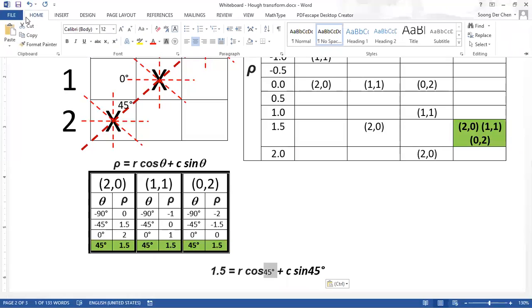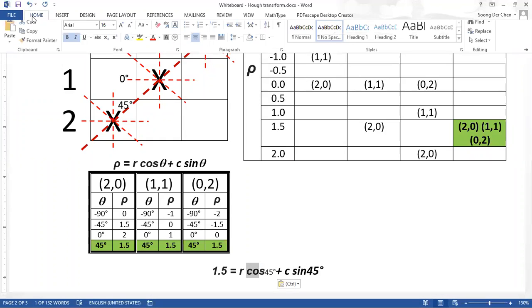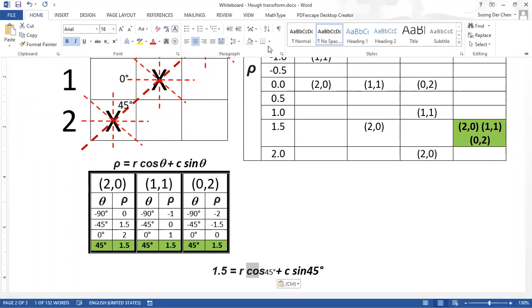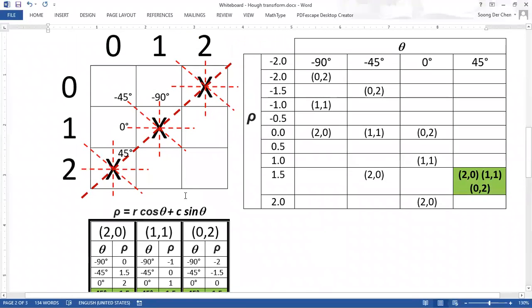Okay, so far, okay, I will go into the example. This is the final answer. Okay, sir. This is the equation. Okay, 1.5 equal to r cos 45 plus c sin 45, which pass through the 3 edge points.